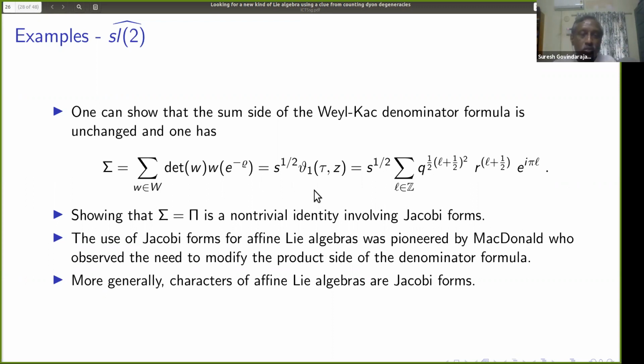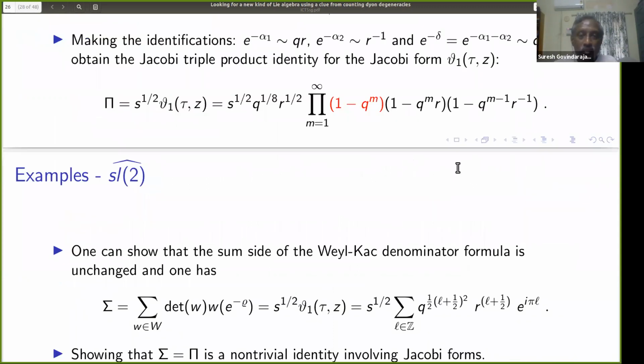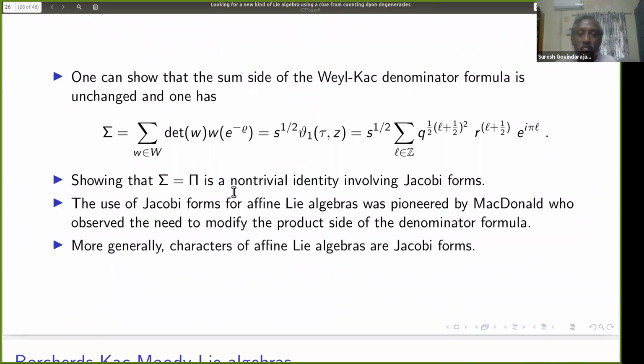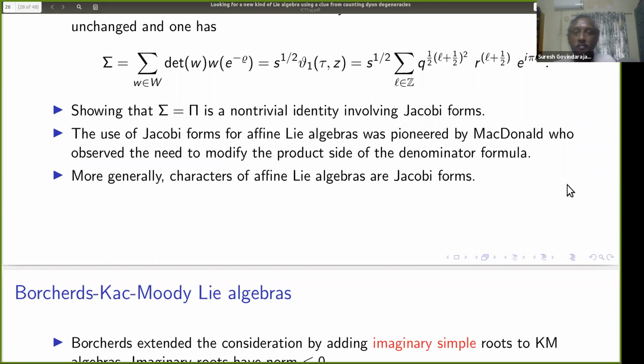And now you see here that showing that this is equal to this is not simple. So showing that sigma equals pi is a non-trivial identity involving Jacobi forms. And the use of Jacobi forms for affine Lie algebras was pioneered by Macdonald, who observed the need to modify the product side.